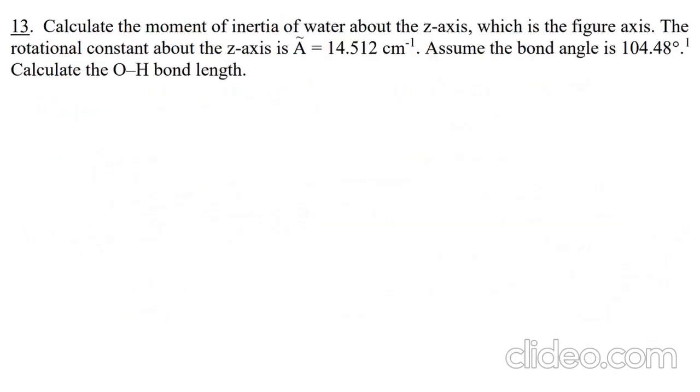So let us go to the next problem. The next problem says calculate the moment of inertia of water about the z-axis, which is the figure axis. The rotational constant about the z-axis is given. Here it is given as A, we use that as B sometimes. So A is given as 14.512. Assume the bond angle is 104.48 degree. Calculate the OH bond length.